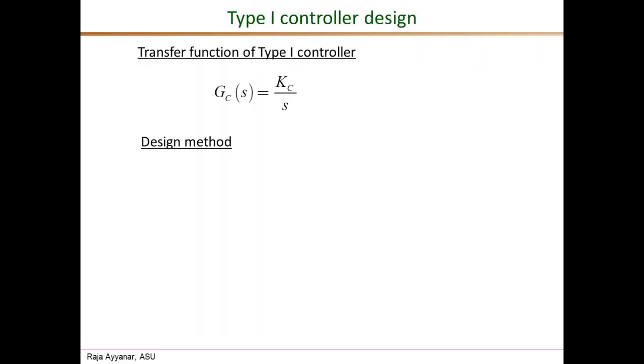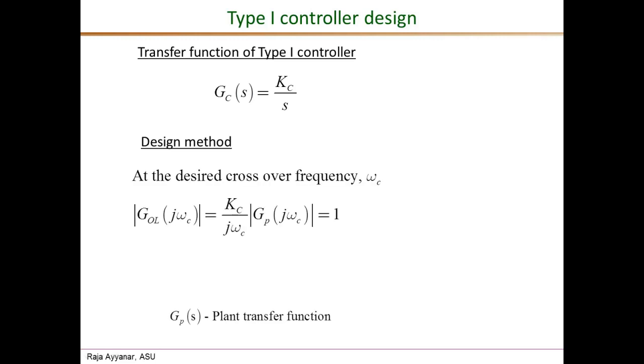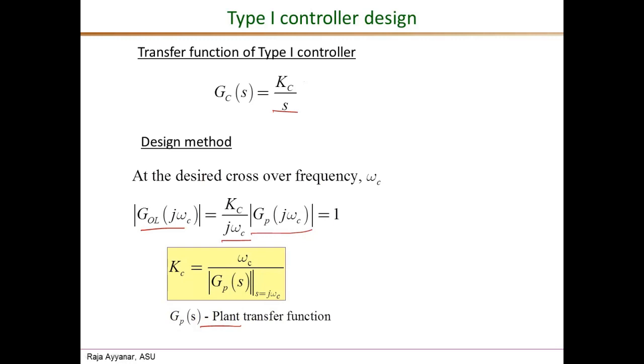Kc can be obtained from the requirement on the crossover frequency omega c. We know that at the desired crossover frequency omega c, the magnitude of the entire loop gain should be 1. So the magnitude of GOL at j omega c should be 1. But GOL itself is the product of GP, the plant transfer function at j omega c, and the magnitude of the controller itself. The controller is Kc over j omega c, and this product should be equal to 1. So that gives us the required expression for Kc.